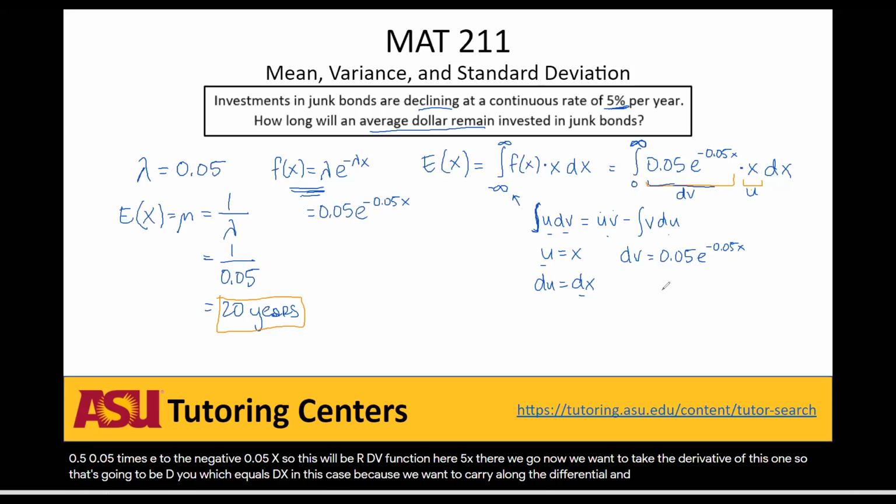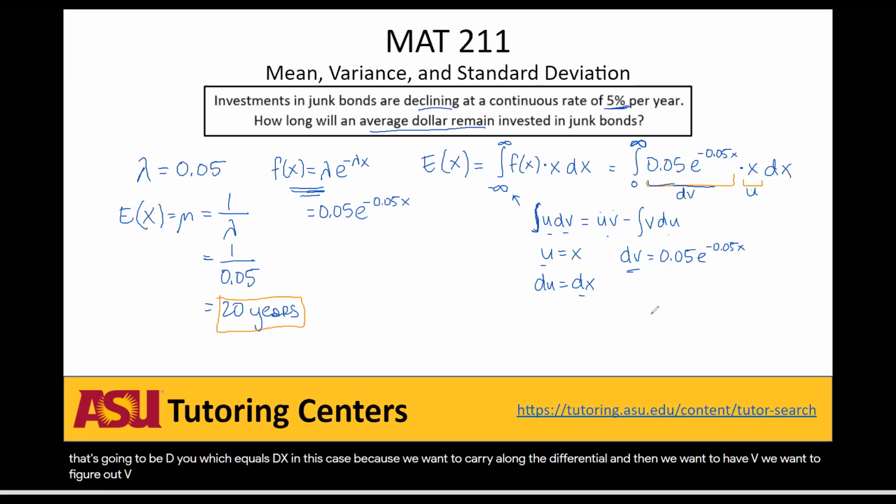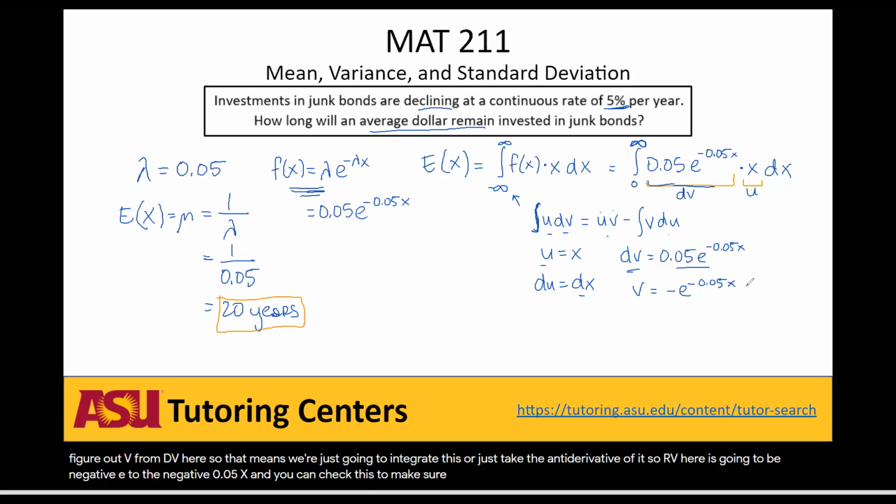And then we want to figure out v from dv here, so that means we're just going to integrate this, or just take the antiderivative of it. So our v here is going to be negative e to the negative 0.05x. And you can check this to make sure that this is true. The negative comes from this negative here being divided out when we take the antiderivative of dv.